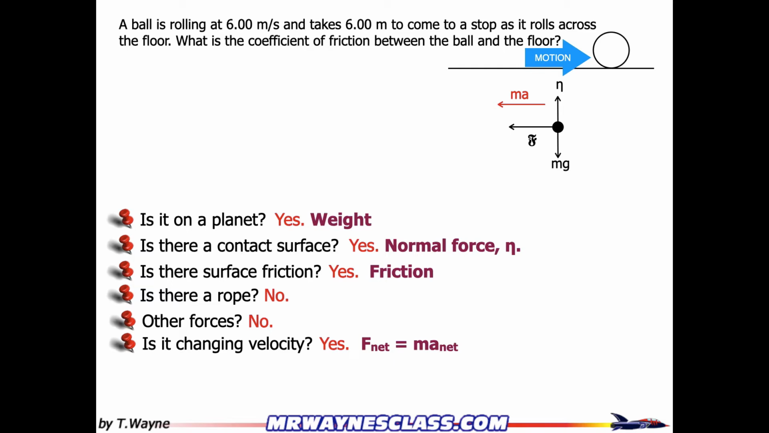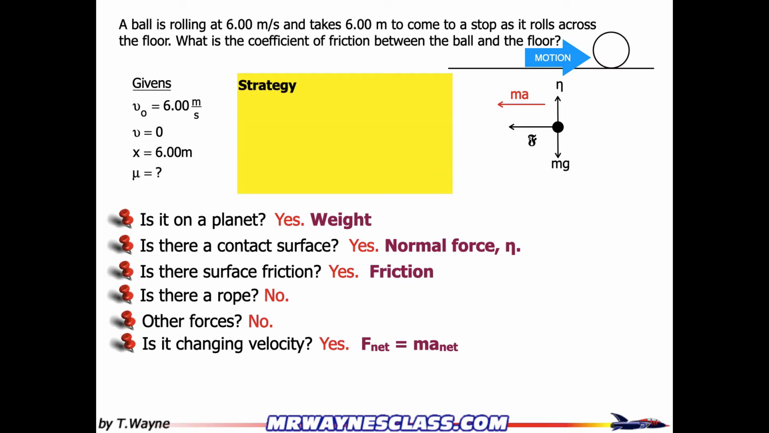Now let's switch gears and do what we've done in the past and list our givens. We know the initial velocity is 6, final velocity is 0 because it comes to a rest. The distance is 6 meters, and I'm looking for the coefficient of friction. Wow, I haven't even really addressed the question so much yet. Now let's think about the question and come up with a strategy.